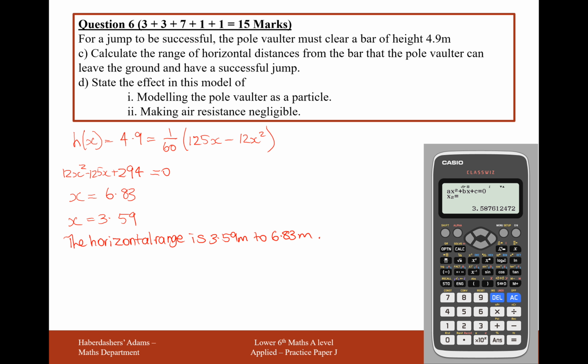Okay. State the effect in this model of the model of the pole vaulter as a particle. Well, that's going to imply that it allows a person to be treated as a single mass and allows the effects of rotational forces to be ignored. And part II, making air resistance negligible. So the effect of air resistance can be ignored, and we can just use this quadratic formula straight away. Okay, so that's 15 marks for that question.